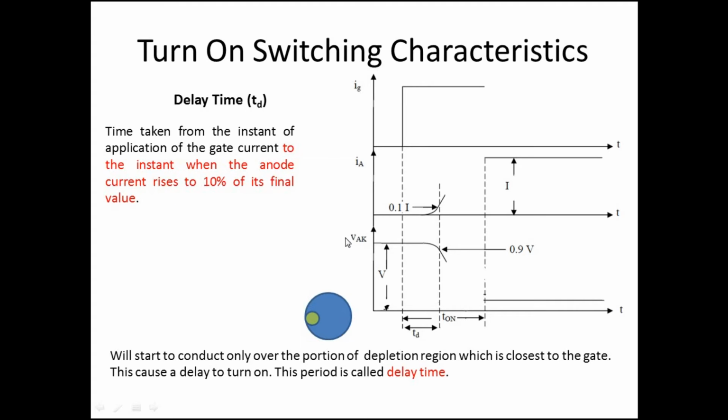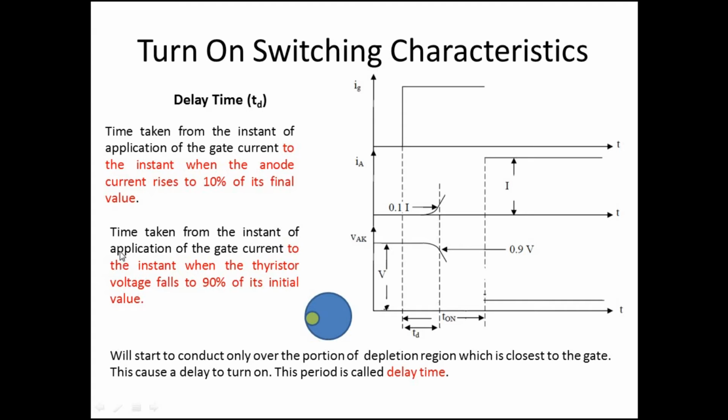Or we can also define it as the time starting from here up to the point where voltage is falling to 90% of the initial value, 0.9 V. So we can define it as the time taken from the instant of application of the gate current to the instant when the thyristor voltage VAK falls to 90% of the initial value. So this is about the delay time.